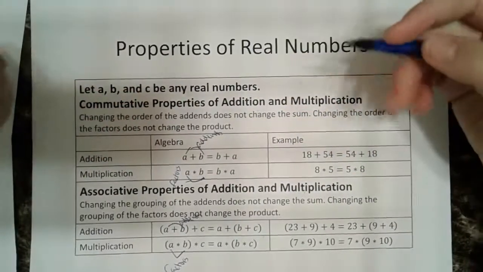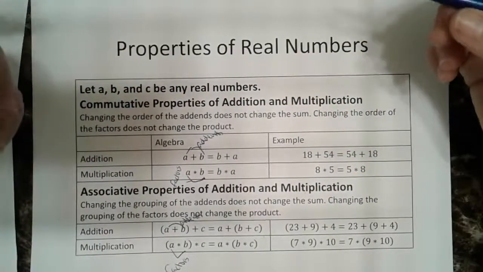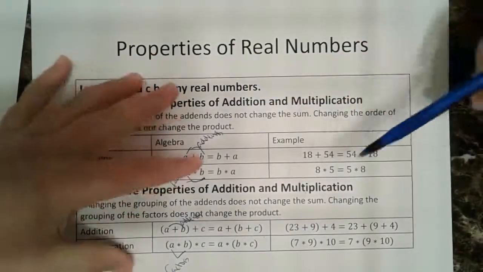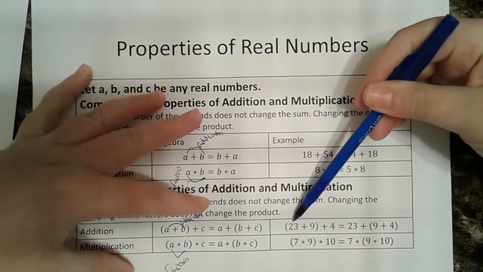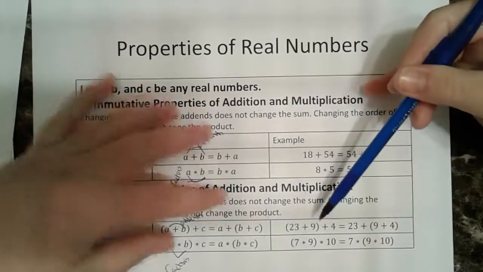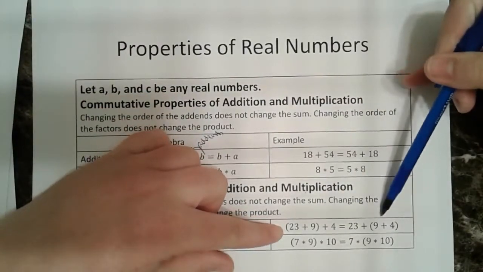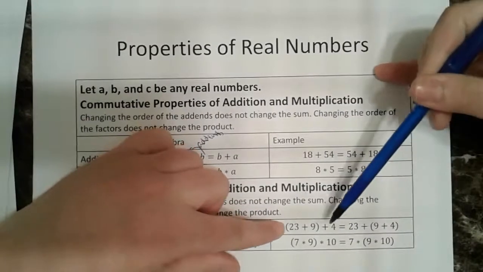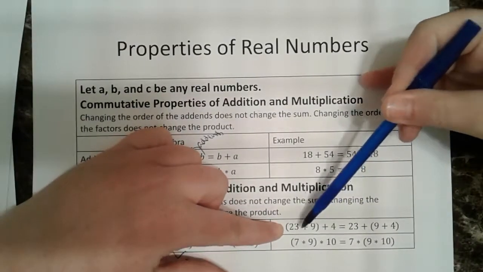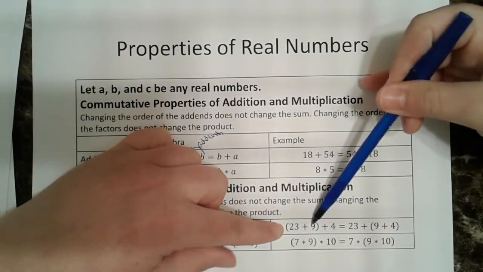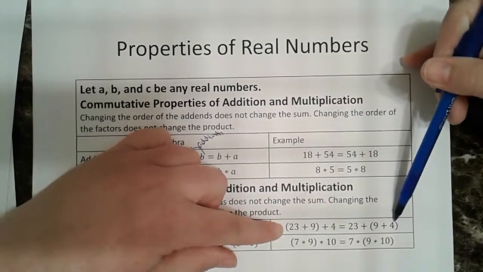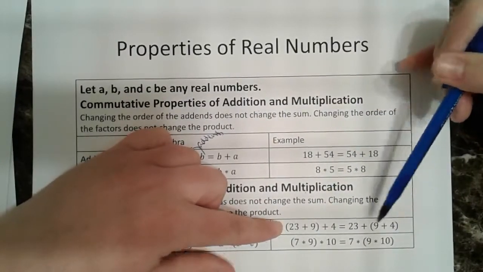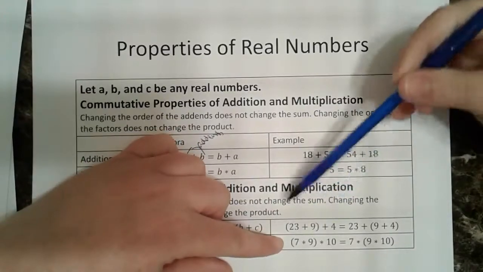Okay? So let's put some numbers in here. So in here we have 23, 9, and 4. Notice how the order did not change. The only thing that changed was the parentheses. Instead of doing 23 plus 9 first, over here you're going to do 9 plus 4. Okay? Same thing over here.